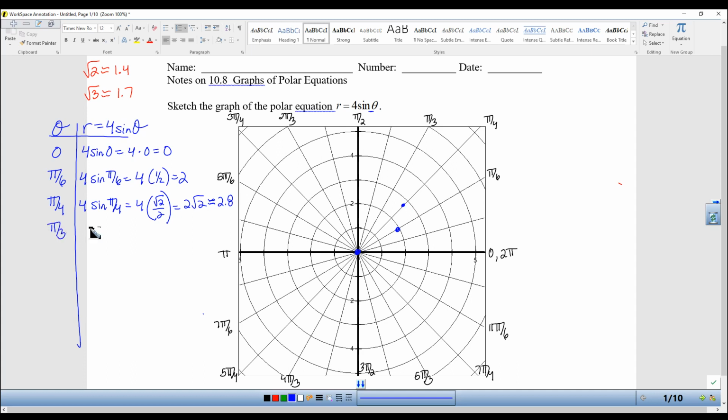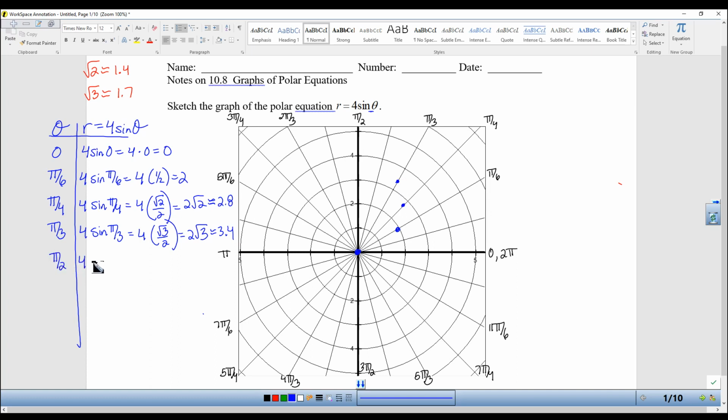And then at pi thirds, I have 4 sine of pi thirds. Sine of pi thirds is the square root of 3 over 2, which is 2 square roots of 3. Remember, the square root of 3 is about 1.7, so I can say that this is about 3.4. So on the pi thirds line, I go out to about 3.4.